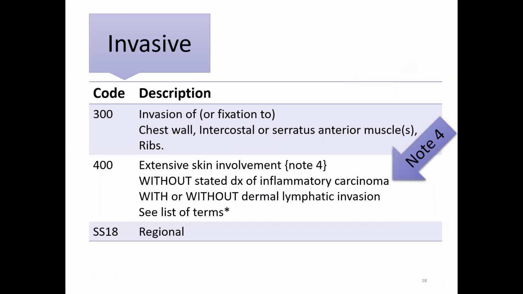Codes 300 and 400 are pretty clear. This is still invasion and not METs to the ribs. Note 4 includes code 400 when you have skin involvement, but no clinical statement of inflammatory carcinoma. This is still some stage regional.